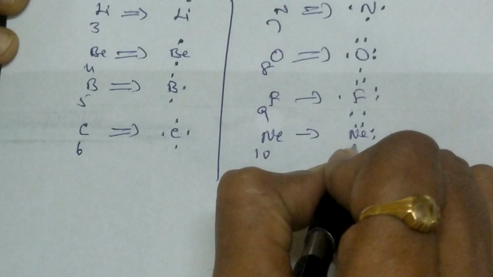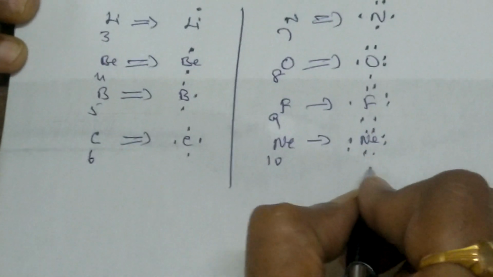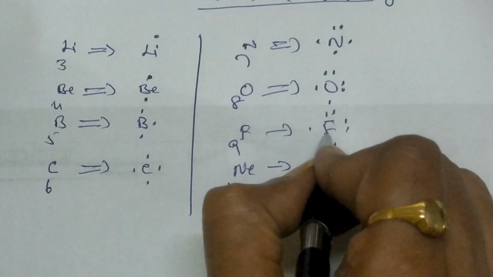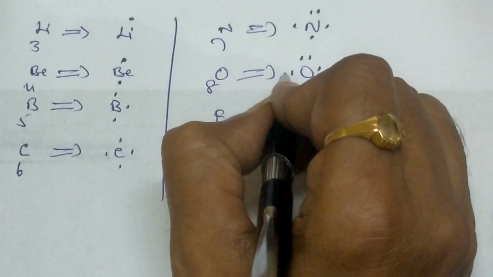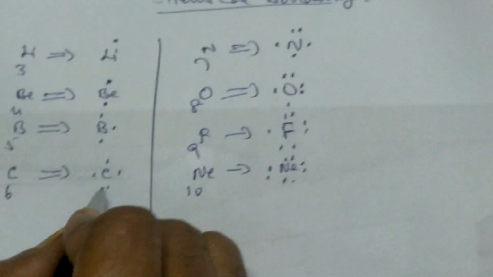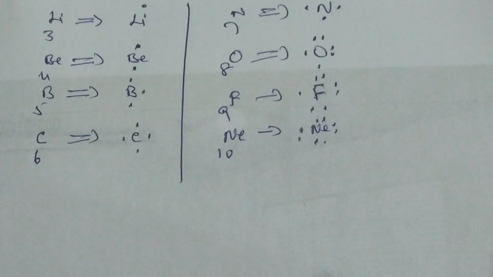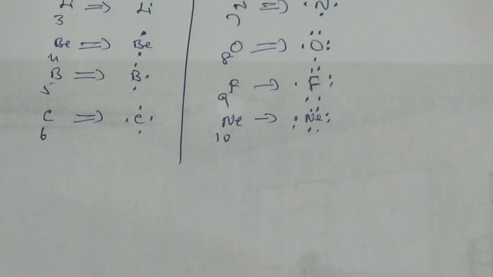So now you can easily understand, because this is an octet, it is more stable and will not react with anybody, and this has only 1 electron. So this will form 1 bond, this has 2 and will form 2, this has 3 and will form 3, this has 4 and will form 4, then 3, 2, 1. This is what he proposed initially.